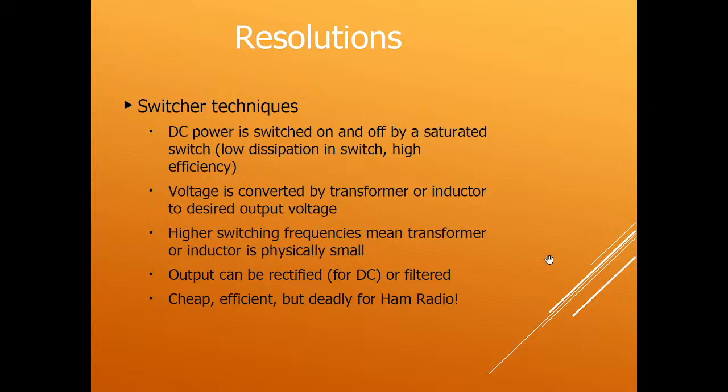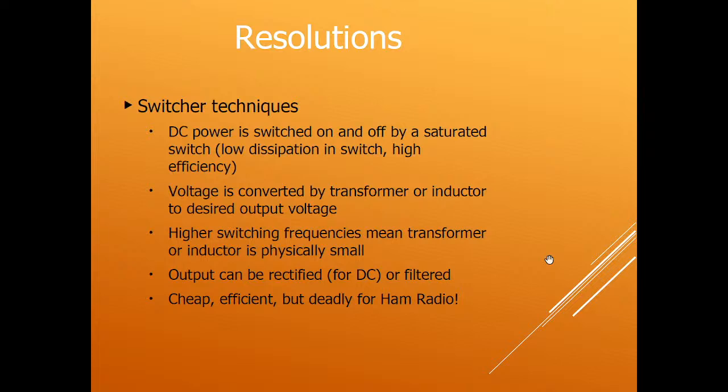So if the switch is on, there's lots of current flowing, but the voltage across the switch is very low. If it's off, there's lots of voltage across the switch, but there's no current flowing through it. So there is never both, and we know that power is voltage times current. So by not ever having current and voltage at the same time, they can avoid dissipating power in the switch. And that is why switchers are very efficient.